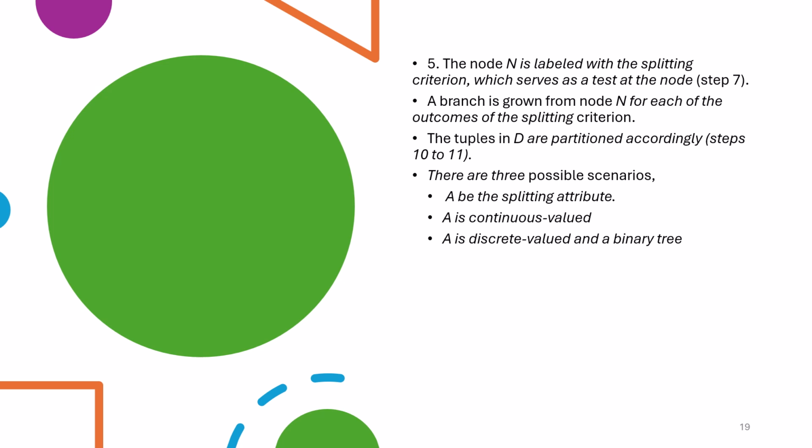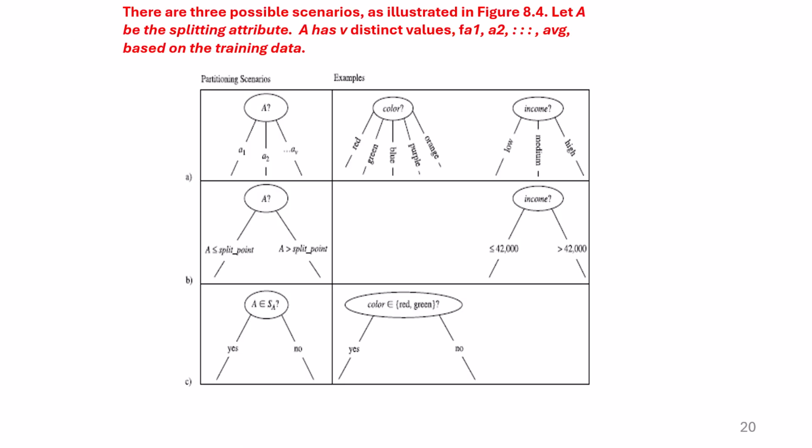There are three possible scenarios. Let A be the splitting attribute. A is discrete valued, A is continuous valued, or A is discrete valued and a binary tree must be produced. Number one, A is discrete valued. In this case, the outcomes of the test at node n correspond directly to the known values of A. A branch is created for each known value Aj of A and labeled with that value. Partition Dj is the subset of class-labeled tuples in D having value Aj of A. Because all the tuples in a given partition have the same value for A, A need not be considered in any future partitioning of the tuples.